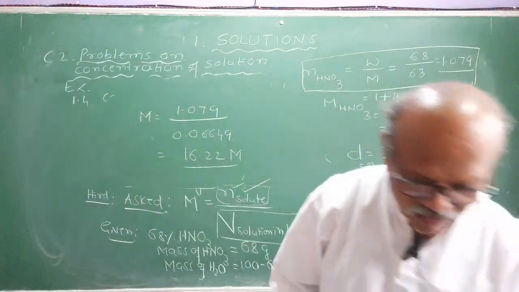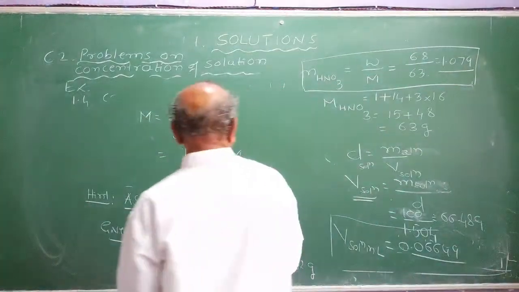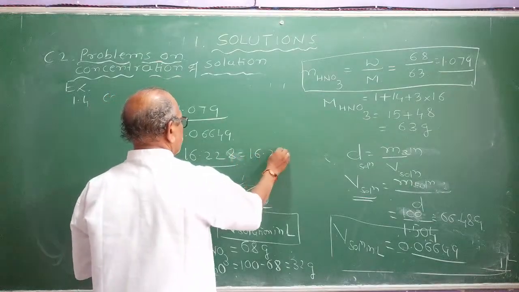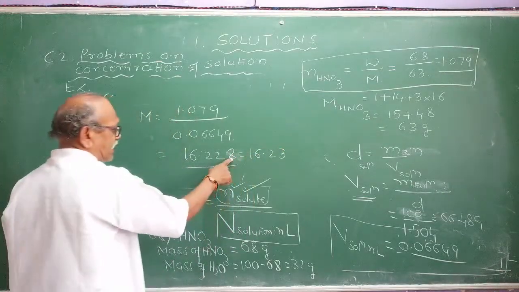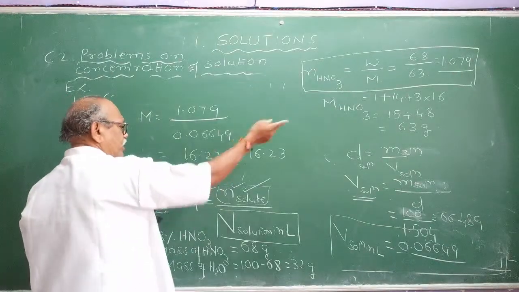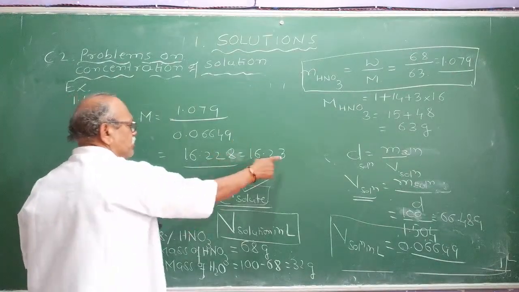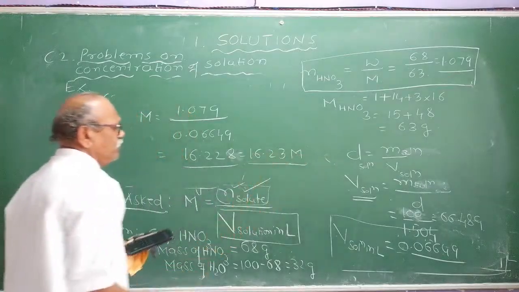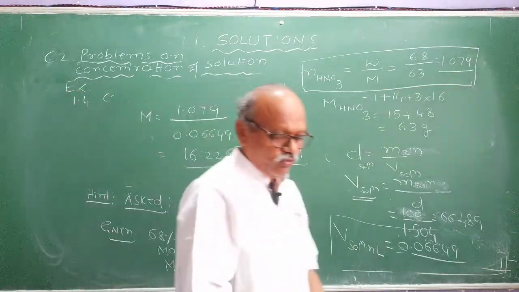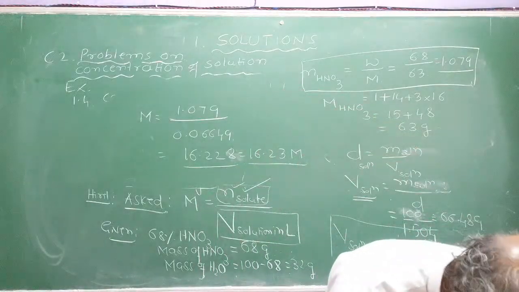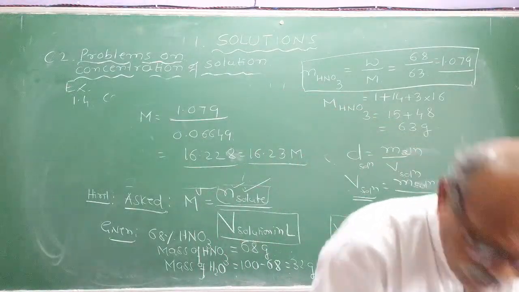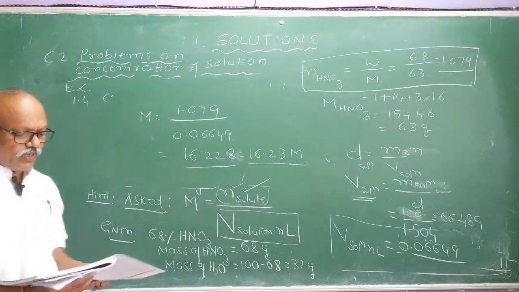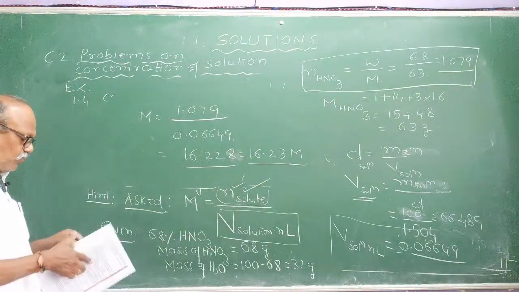Verify your answer. This was 228 and you can round it off to get the answer. When the digit is 8, greater than 5, you can add one to the previous digit. Therefore, this is called approximation. You studied in the first year. You will get 16.23 molar. Clarify your doubts. Interact, please. Don't keep quiet.